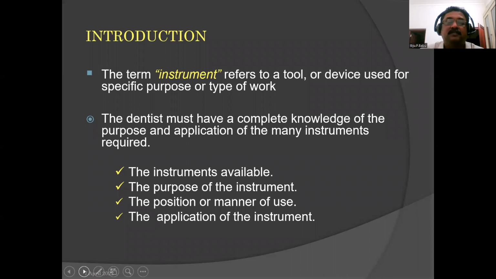Now, coming to the term instruments, it refers to a tool or device used for a specific purpose or type of work. The dentist must have a complete knowledge of the purpose and application of the many instruments that are required in tooth preparation. Only if the dentist knows what instruments are available, what is the purpose of each instrument, and how each is used, can he best utilize the instrument to do the specific work.